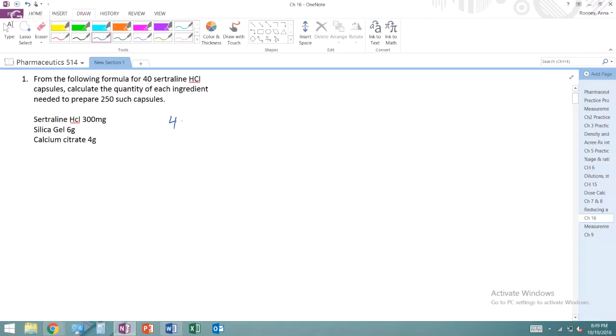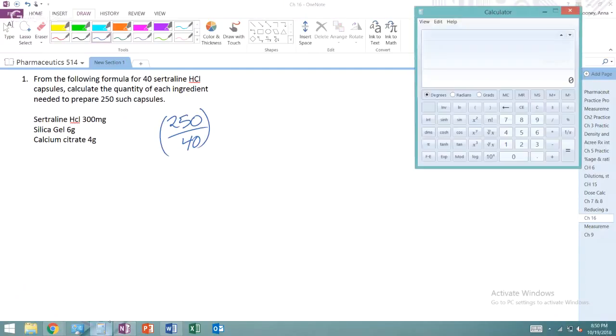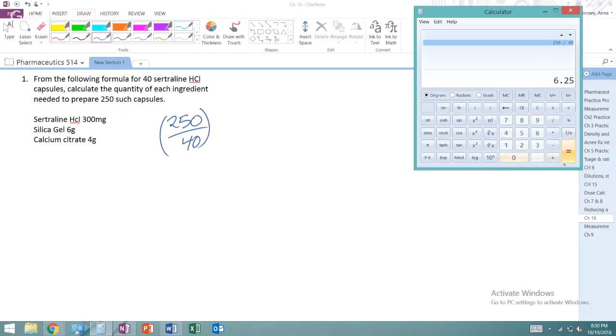You need to prepare 250 capsules. You have 40. So this is 100% essentially, and this is more than 100%. But that's not what I want. So we're going to find the percent that we need out of this. Essentially, this is a ratio. So we find out that we need 625% of each of these ingredients in order to make that much. So 6.25.